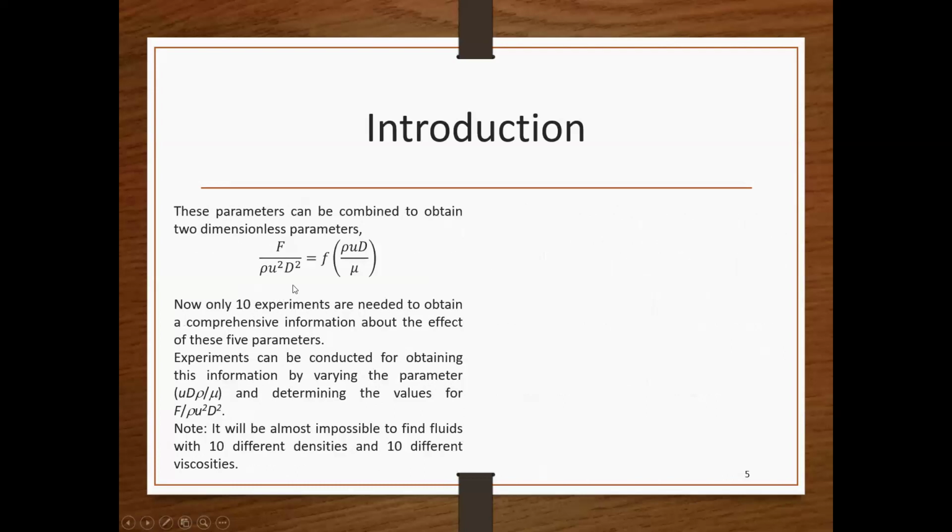So, these parameters can be combined to obtain two dimensionless parameters, which is F over rho U squared D squared is equal to a function of rho U D over mu. Yan yung Reynolds number. So now only 10 experiments are needed to obtain comprehensive information about the effect of these 5 parameters. Yan, 10 lang. Experiments can be conducted for obtaining this information by varying the parameter U, D, rho over mu, and determining the values for F over rho U squared D squared.